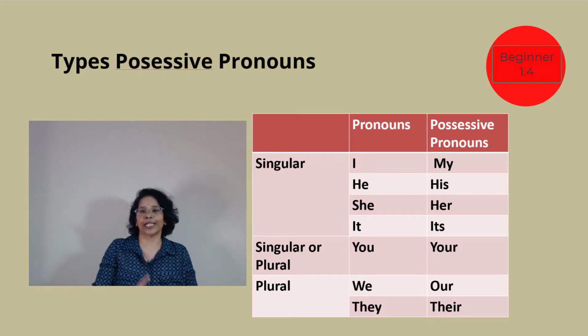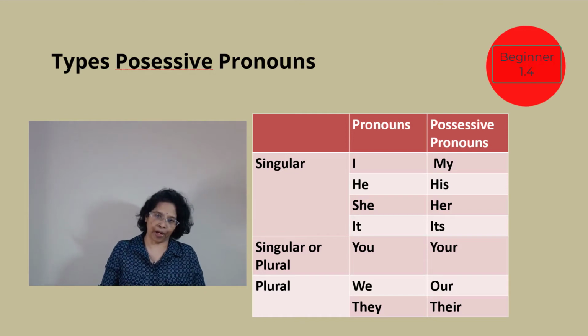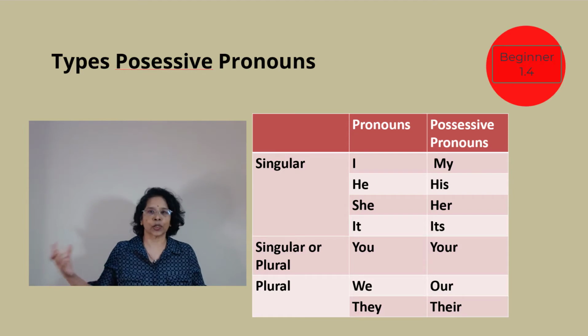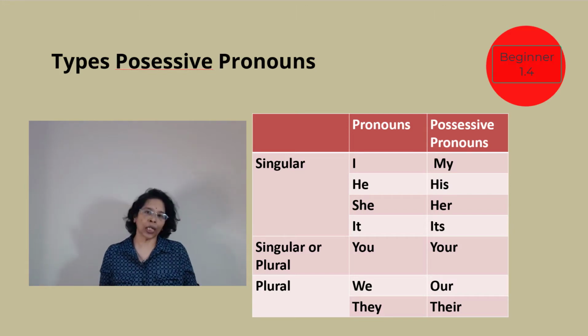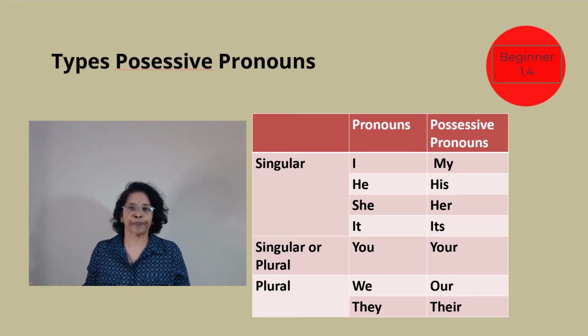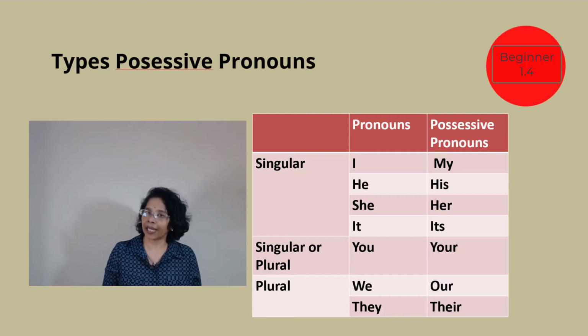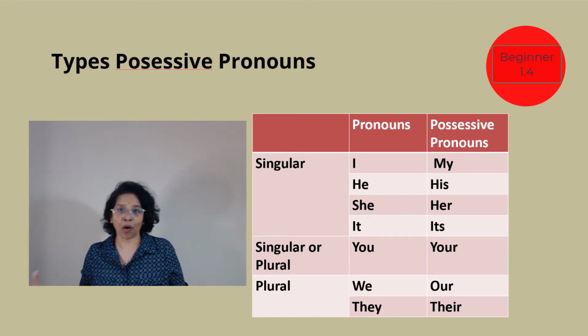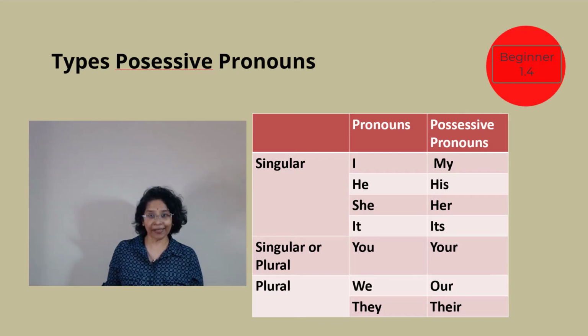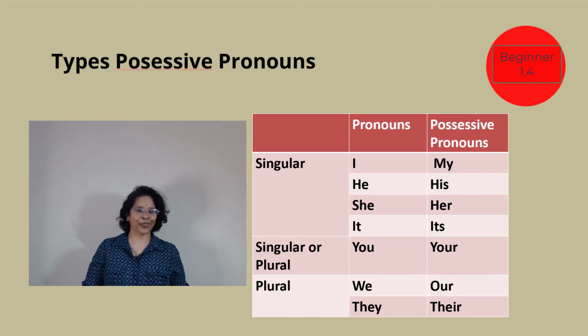Let me give you an example for each one of the pronouns. He, shoes: his shoes. She, dress: her dress. It, collar: its collar. You, tie: your tie. We, house: our house. They, office: their office. Is that clear? I'm sure it is.